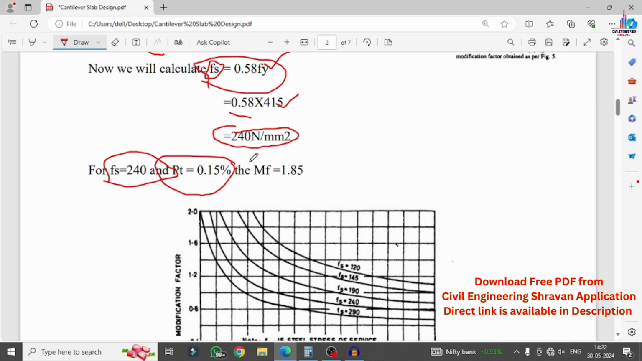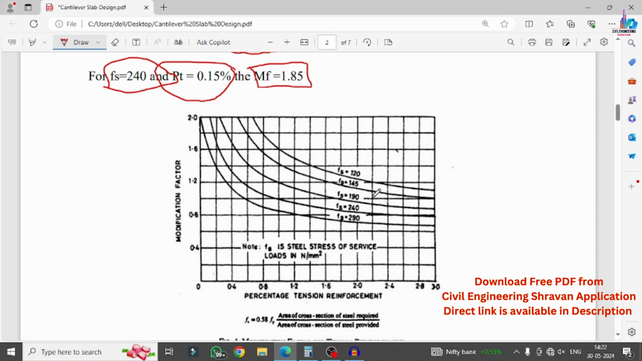Now we can see the chart consists of 5 curves, for Fs of 120, 145, 190, 240 and 290. The percentage of steel is on the x-axis and the modification factor is on the y-axis. Now we assume the percentage of steel is 0.15, which lies approximately here, between 0 and 0.2. Now we have to draw a vertical line from 0.15 up to the Fs 240 curve.